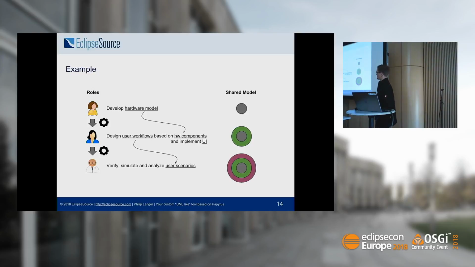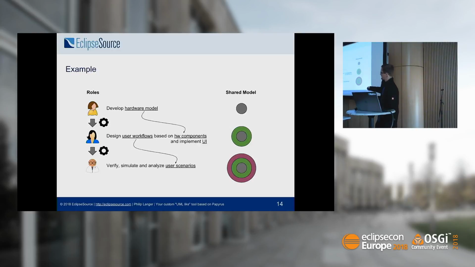So for instance, if you look at a simple workflow here, the first person creates a hardware model. The second person would then specify the user workflows, how a specific hardware is going to be used, and define the user interface, for instance, on top of it. So first of all, this person would make use of this hardware model to know, for instance, exactly how big is the display and stuff like that.